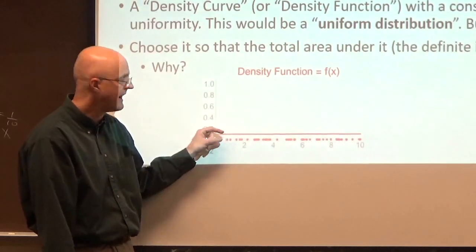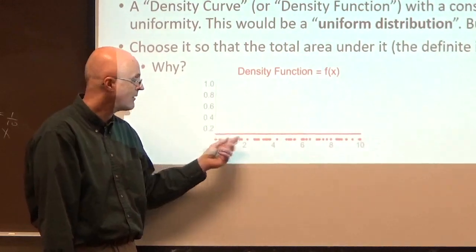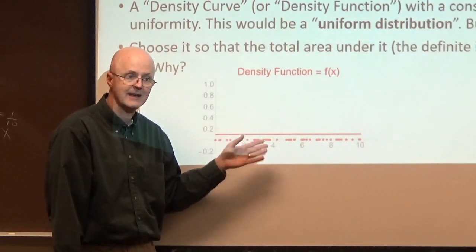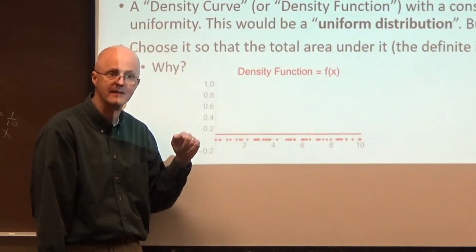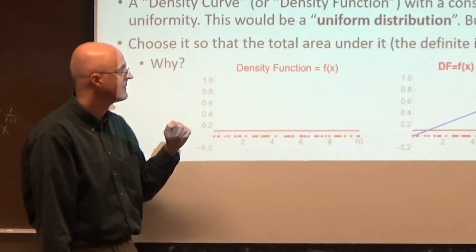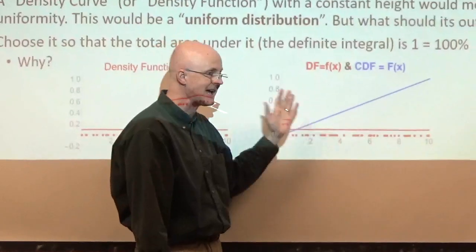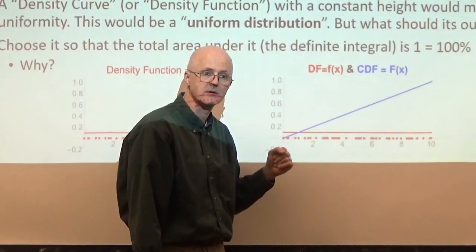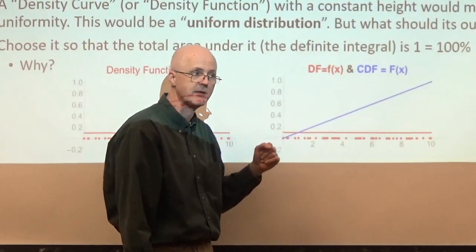So the density, the height of the density function, tells you how dense the points are. And again, there's no pattern, so we're using a constant density here. The CDF tells you the percent of the data less than the given number. Let's do another example.